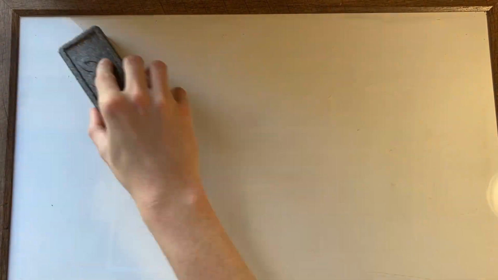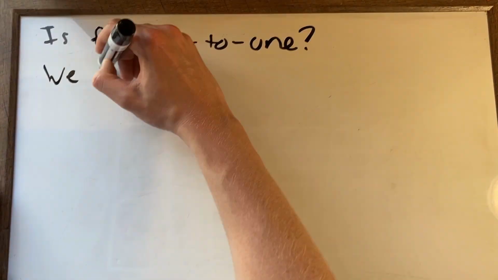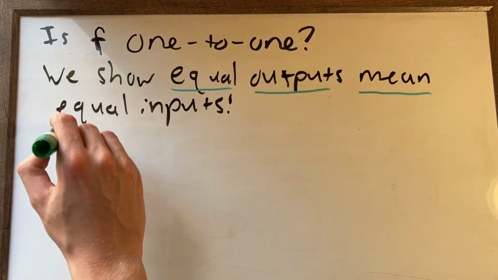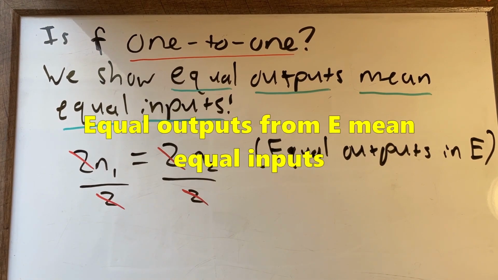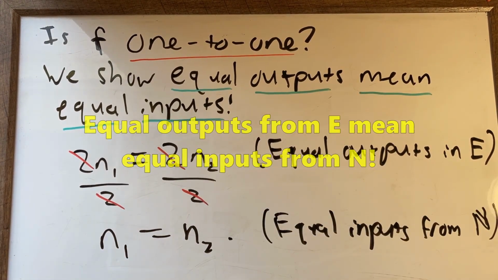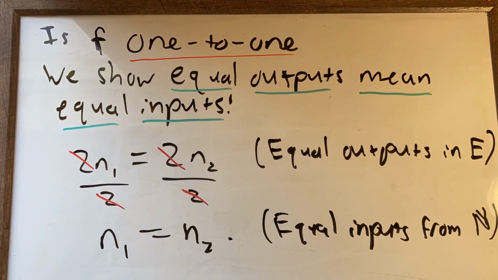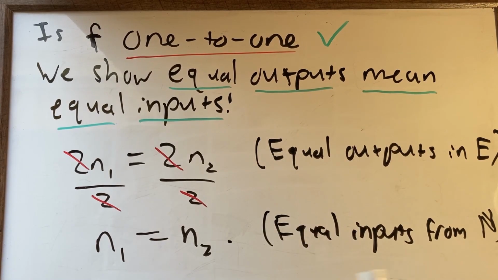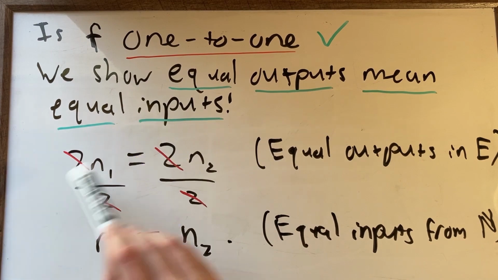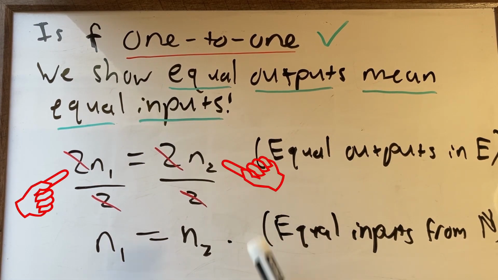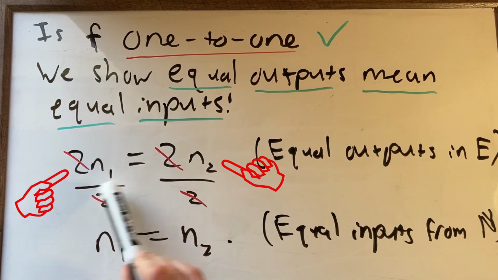So the first thing we need to figure out is, is f one-to-one? So the way we're going to show f is one-to-one is we're going to show that equal outputs from E mean equal inputs from N. And the reason I'm going to show that is because if equal outputs means equal inputs, then that means it's impossible to have two different natural numbers that map to the same even number. And if we can show that, then that means it's one-to-one. So we're going to take two random outputs from E. Remember, these are all even numbers, so under f, they all appear as 2 times some natural number.